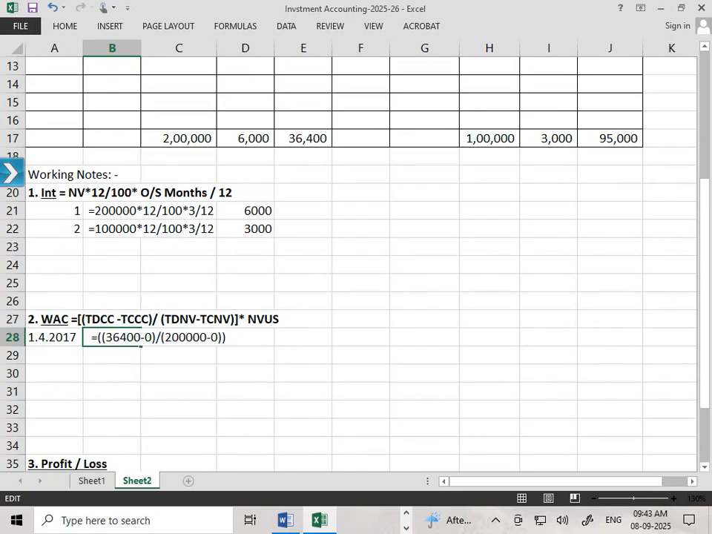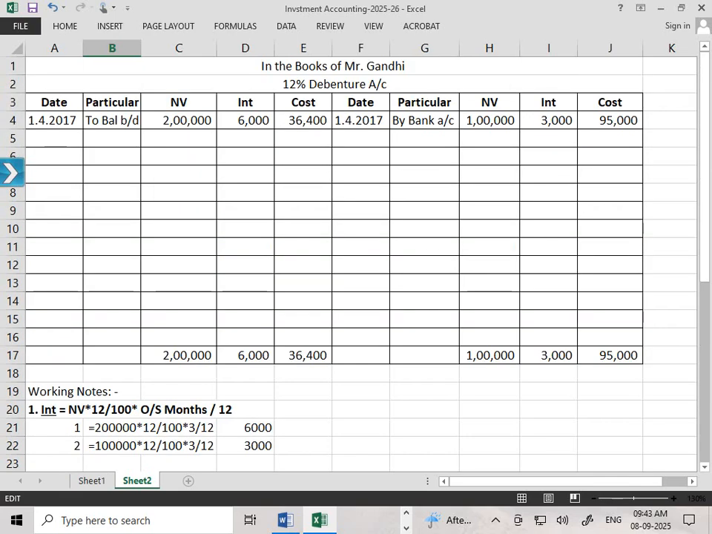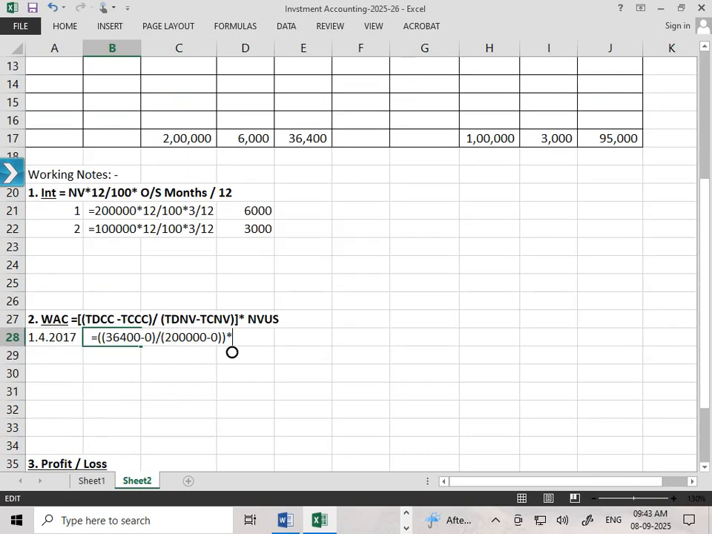Multiply by the nominal value of units sold. What is the nominal value of units sold? 1 lakh. So multiply by 1 lakh. How much does it come to? I will take the amount over here.